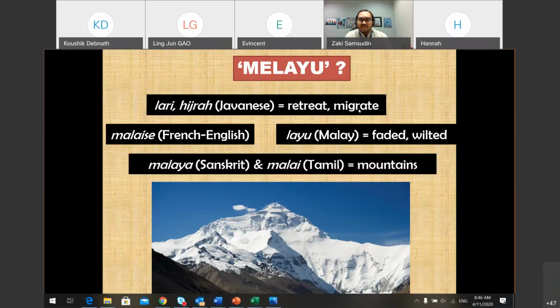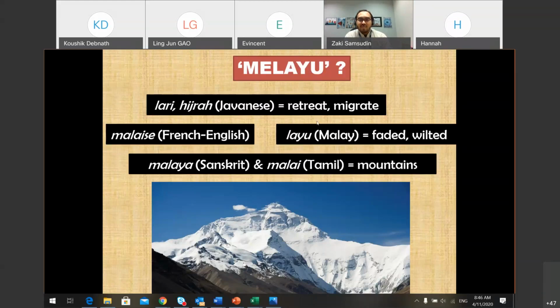So these are some of the hypotheses that we have. When I use the word hypothesis, it means these are the assumptions, I would say not theories as such. They are the assumptions that we have about the origin of the word Melayu. Some of these are rather far-fetched, especially this one. The word Melayu comes from the French English word malice. It's a bit of a stretch to propose something like that.